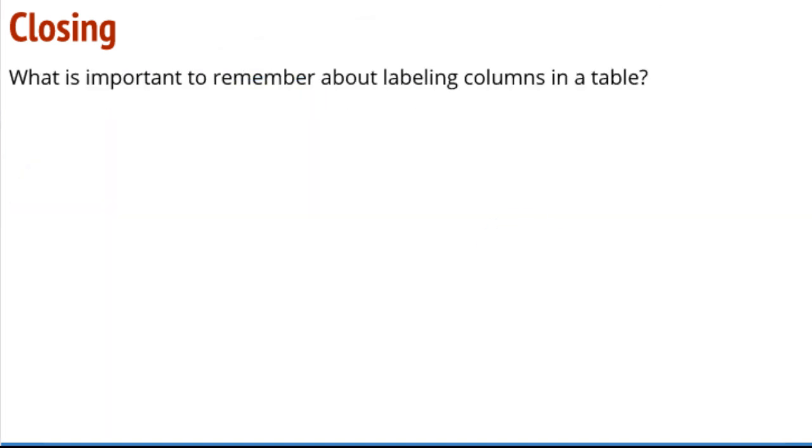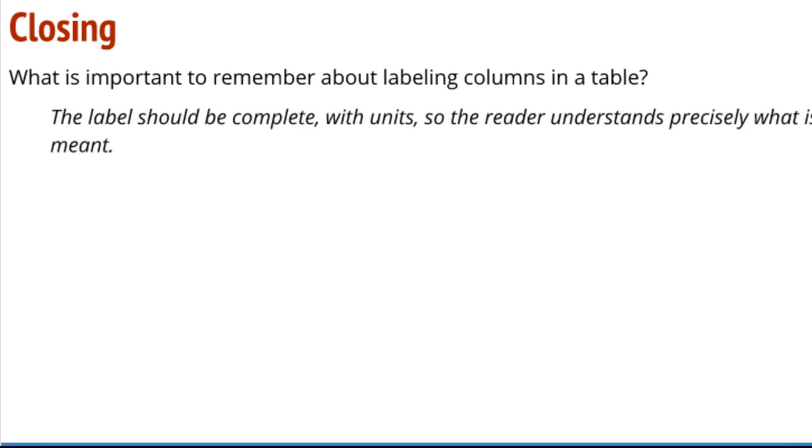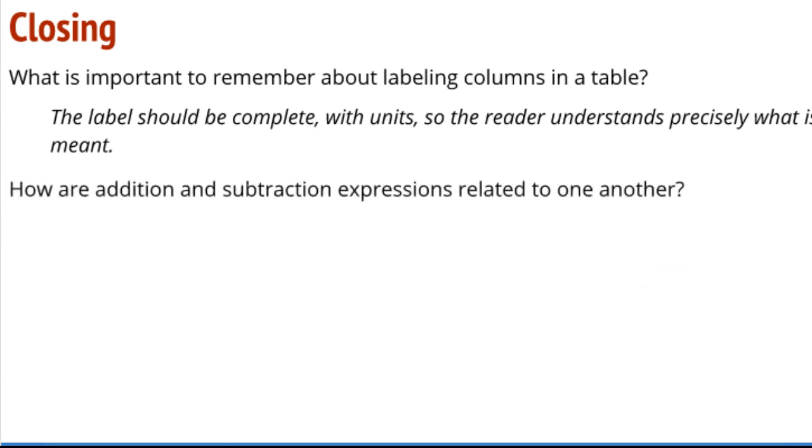Now, what is important to remember about labeling columns in a table? What needs to be done when you label these columns? It's really important that the label should be complete. We have some type of units. What are we counting? So when somebody looks at our table, they can understand exactly what we mean. We know that we're measuring Kristen's age in years, not days or weeks or minutes or seconds. We need to be specific. Communication.